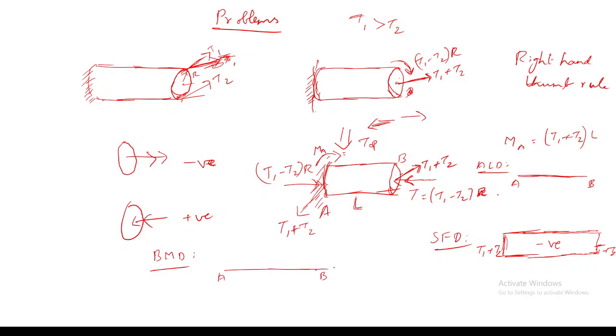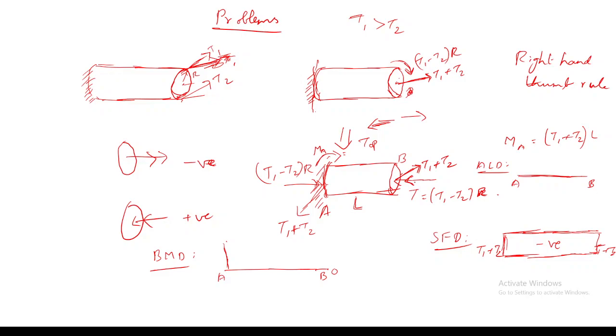Triangle. Yeah, it will be a triangle. So here at this point, if I draw a triangle, for example at B, what will be the bending moment value? It will be 0, right? So only it is a triangle, because I am not having a concentrated bending moment here. Whereas here I am having a concentrated bending moment which is equal to MA, or which is equal to (T1 plus T2) into L, right?